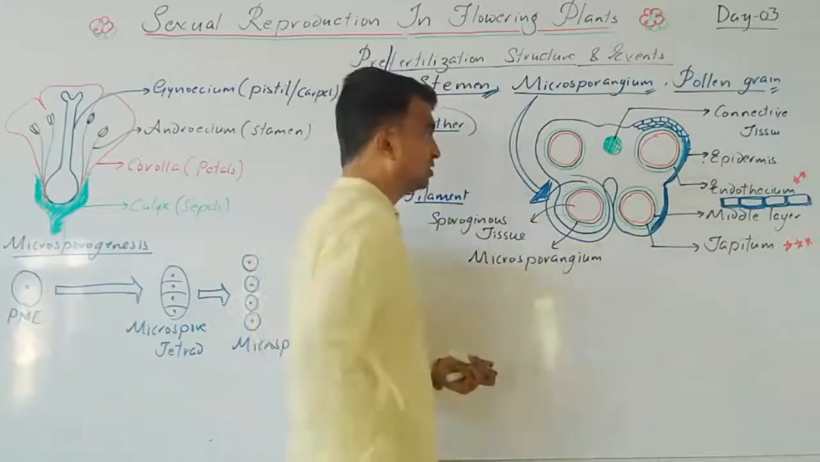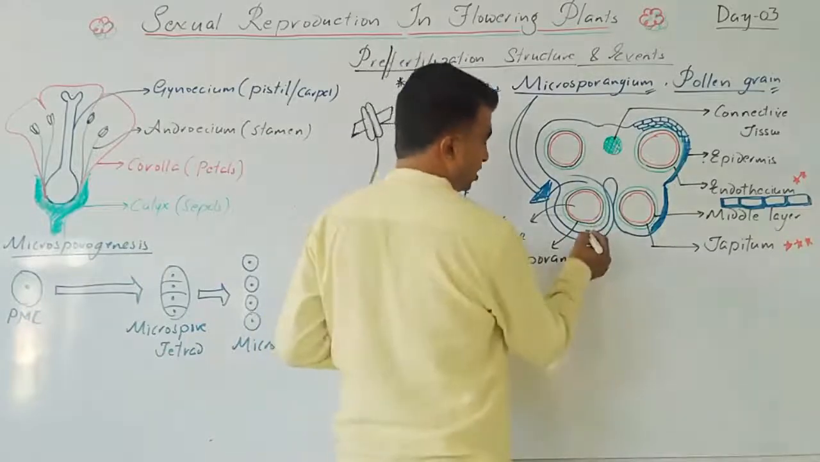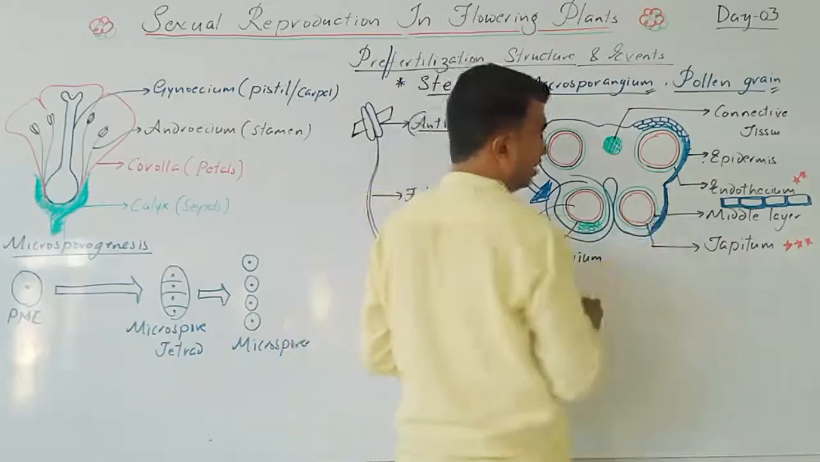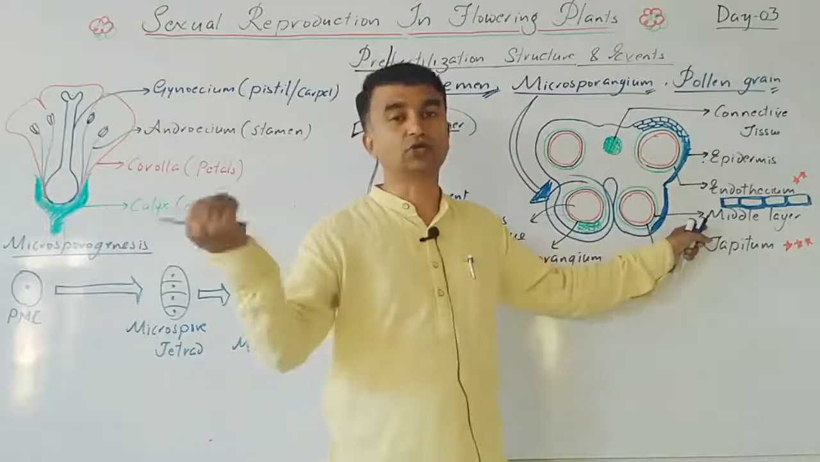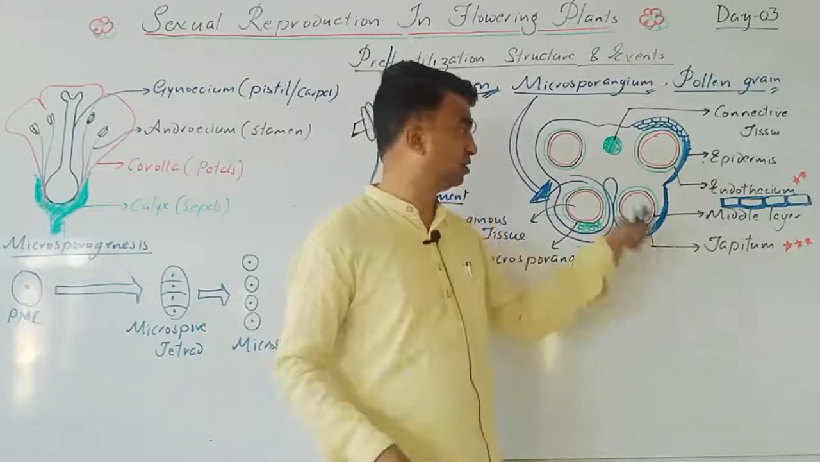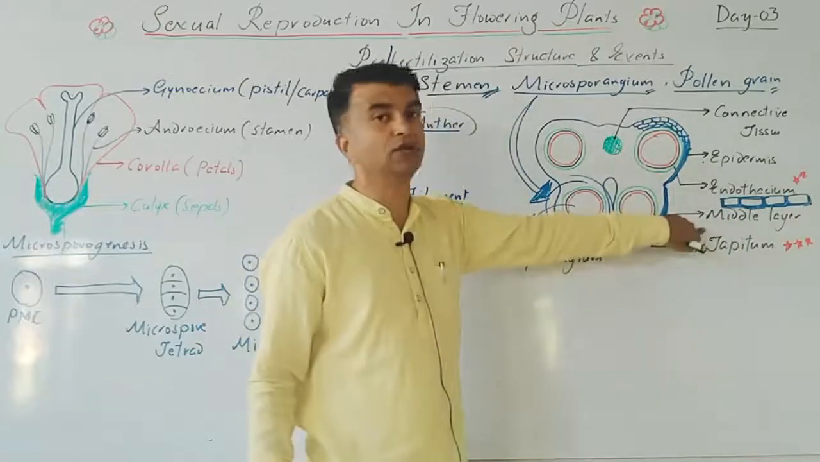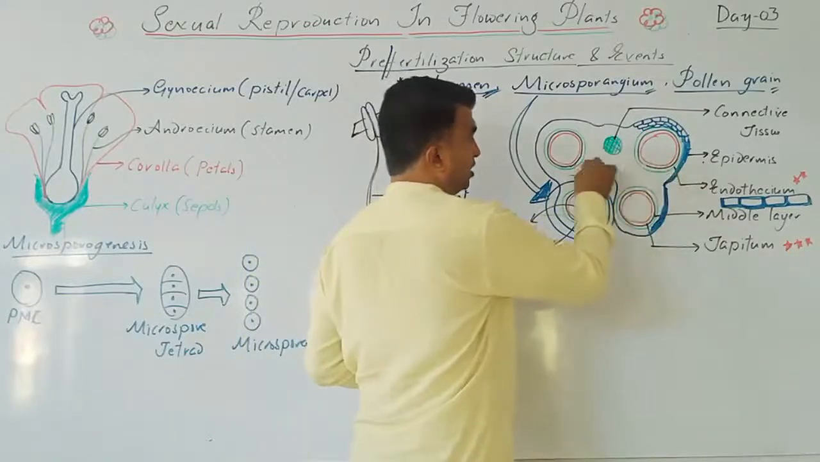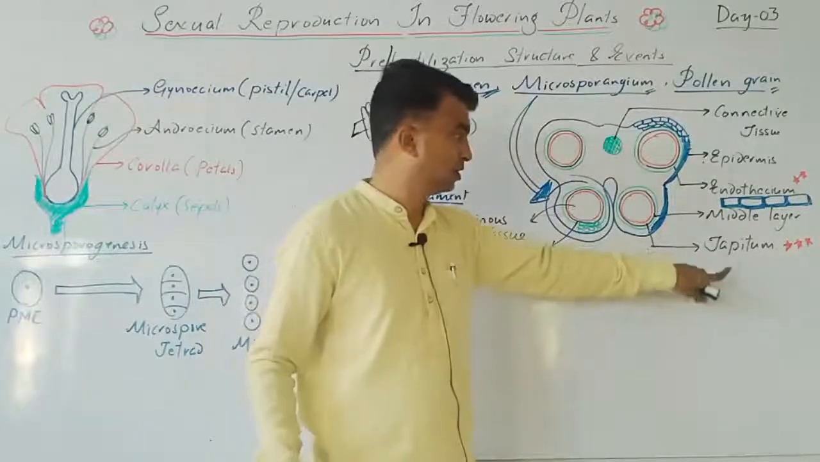The middle layer is almost 2 to 3 layers thick. This green colored part is the middle layer. It is present only in the young anther. As the anther becomes mature, this middle layer degenerates, and from it the nourishment is supplied to the developing microsporangium. So the middle layer is not present in the mature anther. When the anther matures, the middle layer degenerates and the microsporangium becomes a single chamber called the pollen sac.